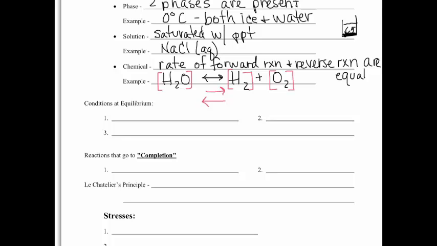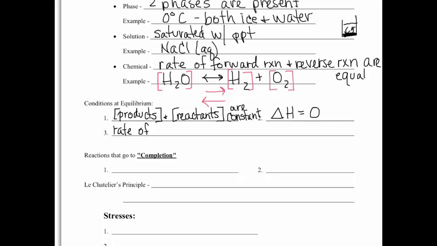So to list that, we would say that the concentration of the products and the reactants are constant. They're not equal, they're constant. They're going to remain the same. Because the reaction is occurring in both directions at the same rate, delta H will be 0. And then the reason for all of this is that the rate of the forward and reverse reactions are equal. I guess it should be rates of the forward and reverse.